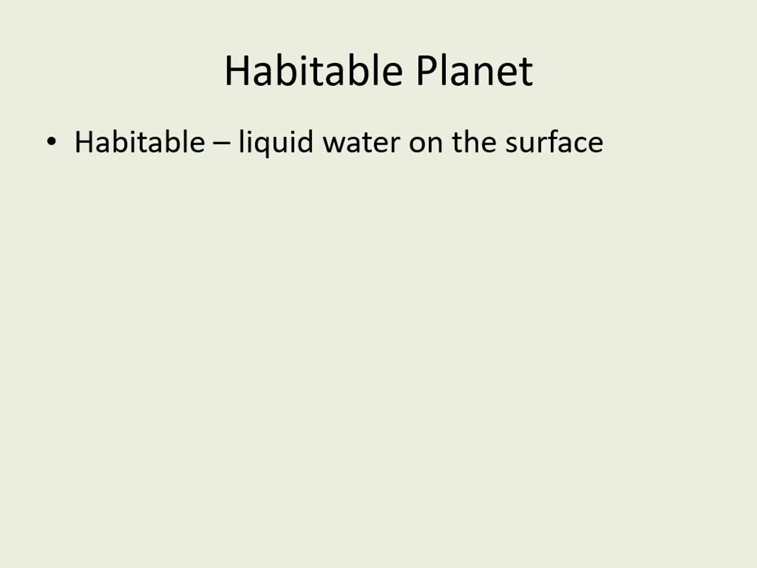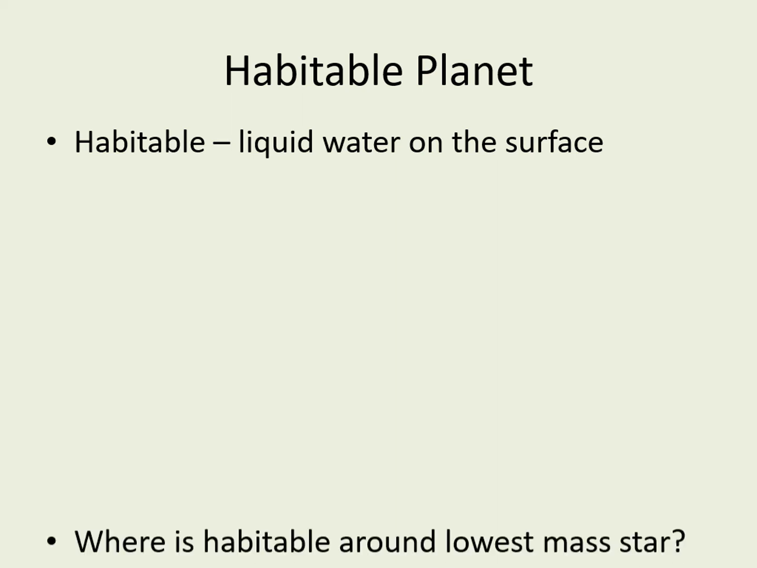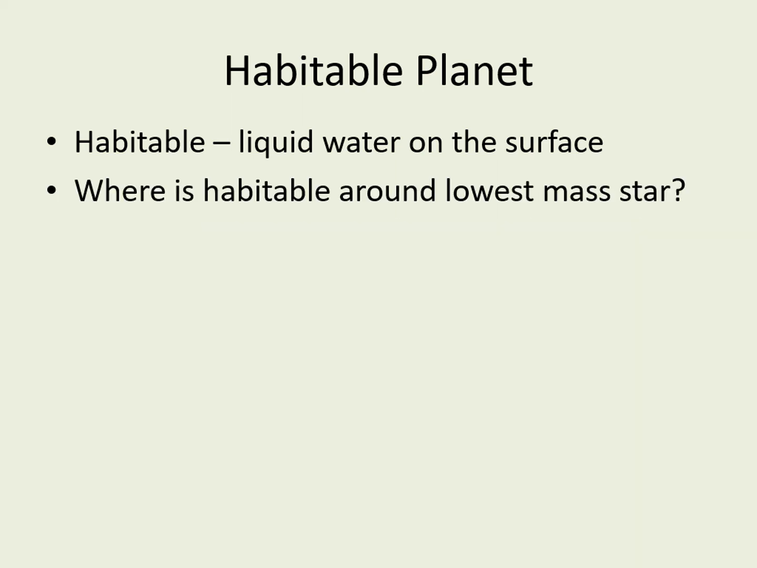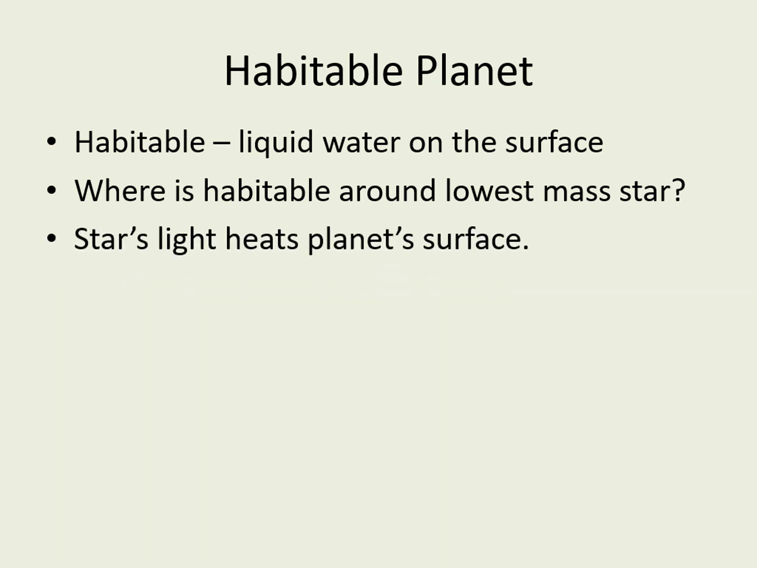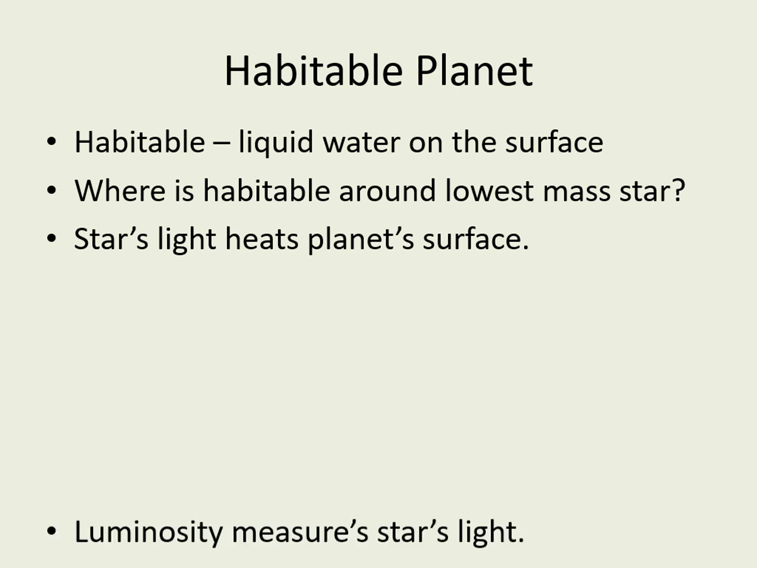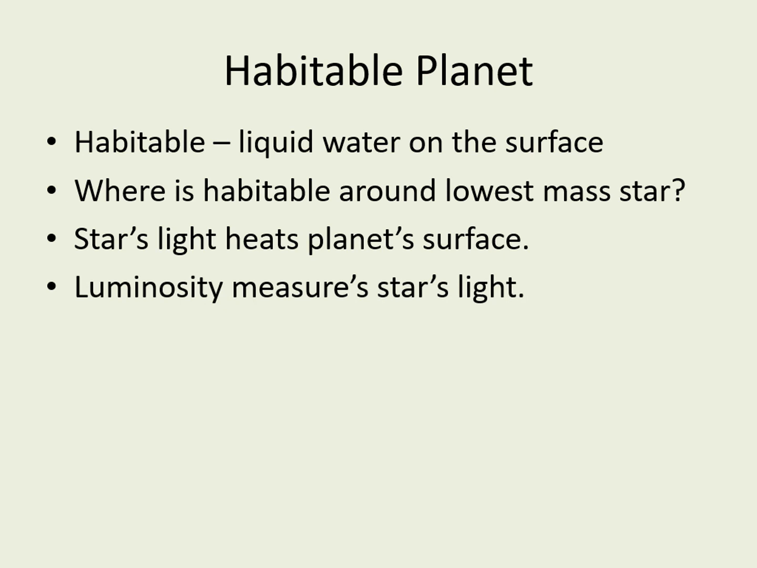A habitable planet is defined as a planet in which there is liquid water on the surface. In this question, you're being asked to figure out where a habitable planet could be around the lowest mass star in your constellation. The main thing that heats the surface of a planet like the Earth is the light from the star it orbits. So to answer this, we will need to look at the measure of how much light the star produces. That value is a star's luminosity.